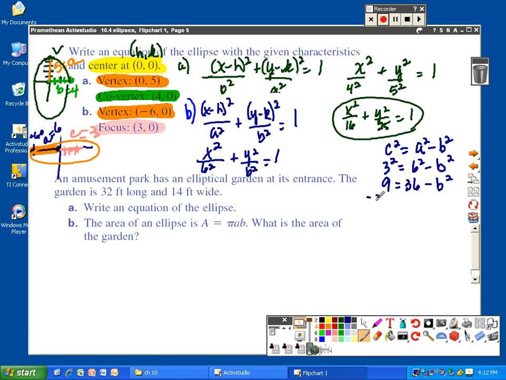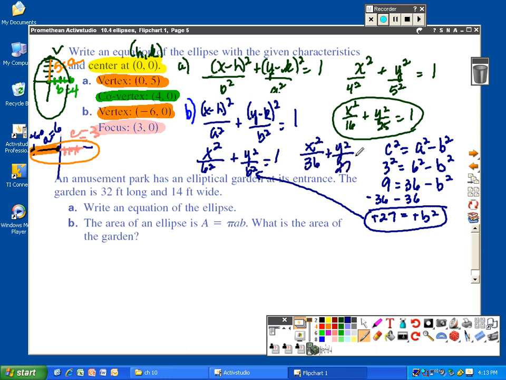Subtract 36. Negative 27 equals negative b squared. Divide by the negative. B squared equals 27. What do you need in your equation? B squared. Let's put that in there. So I have x squared over 36 plus y squared over 27 equals 1. And there's my equation for B.